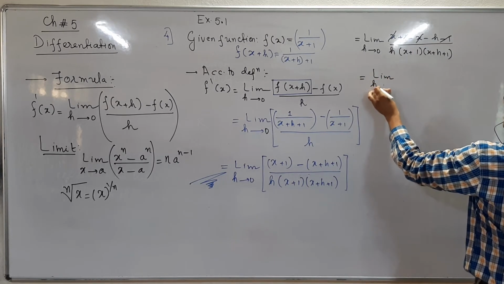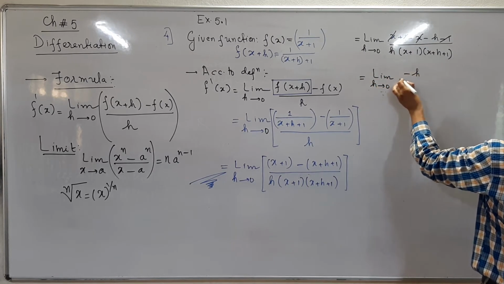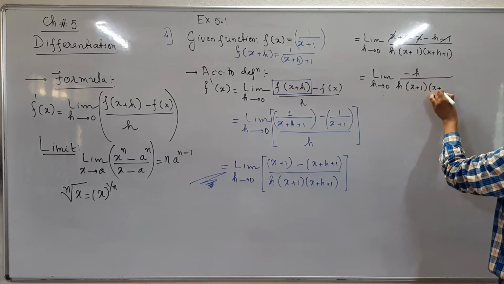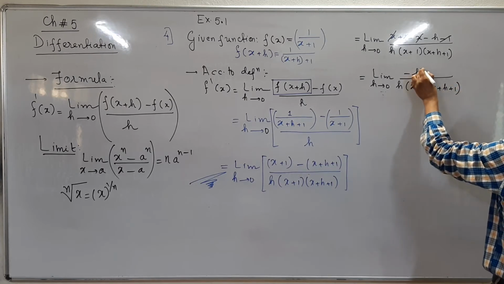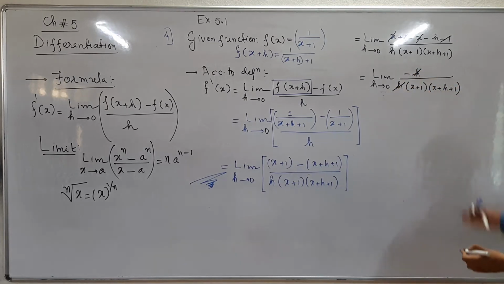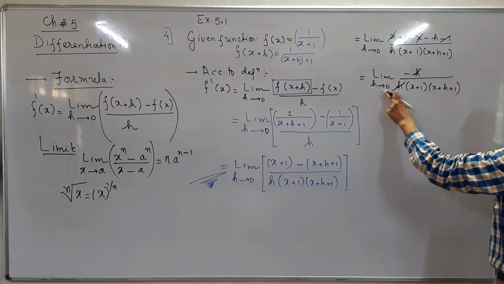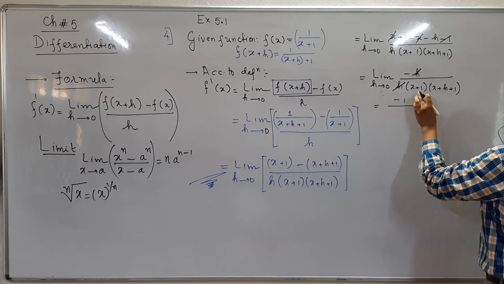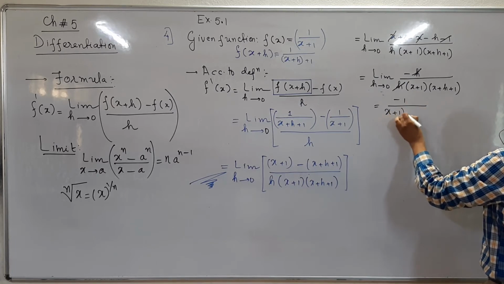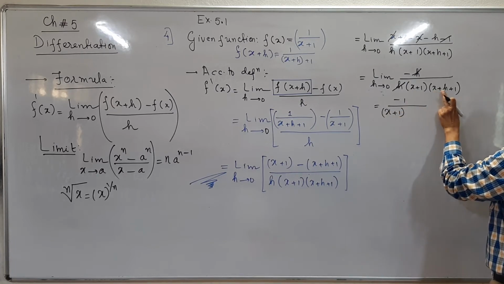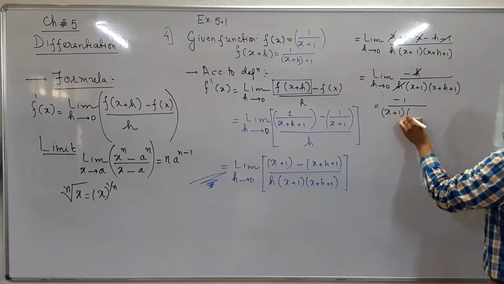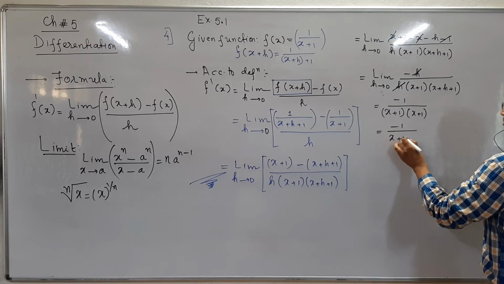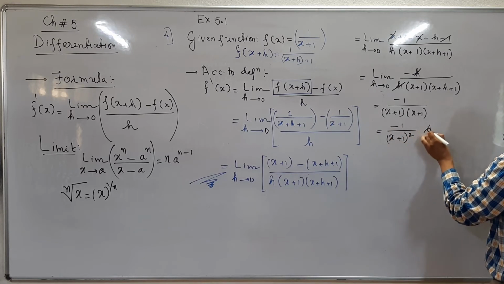So limit h tends to 0 minus h upon h into x plus 1 into x plus h plus 1. Cancel h and h. Now I am taking the limit. Replace all h by 0. Minus 1 as it is. X plus 1 as it is. Only replace h by 0. So this becomes x plus 0 plus 1, so x plus 1. So the answer is minus 1 upon x plus 1 the whole square.